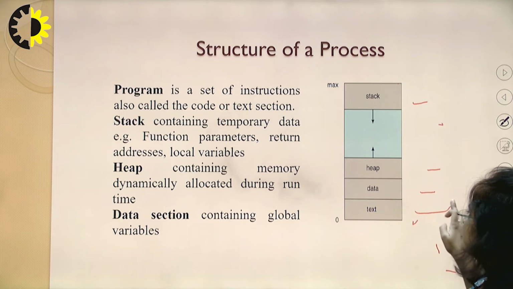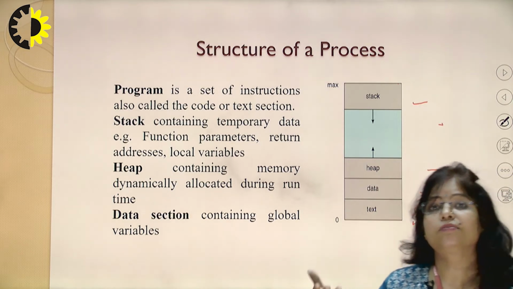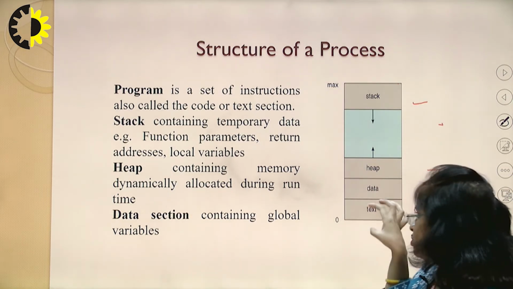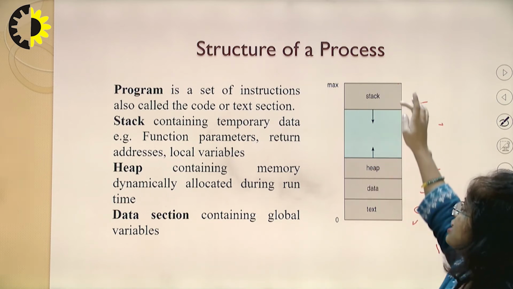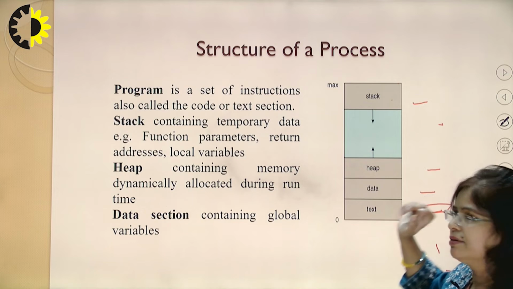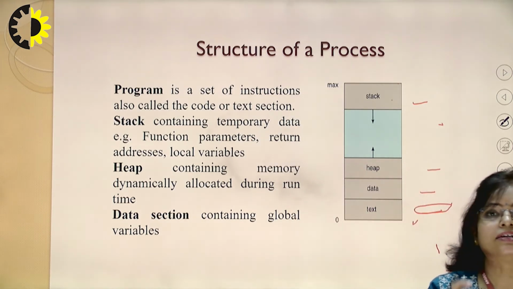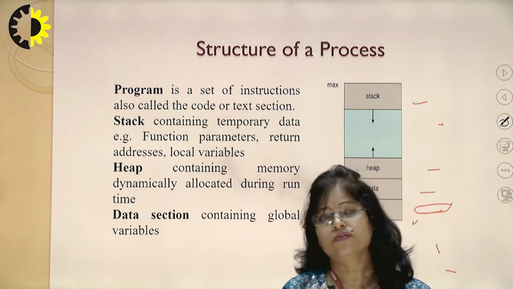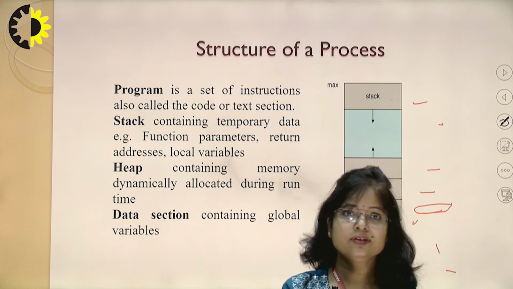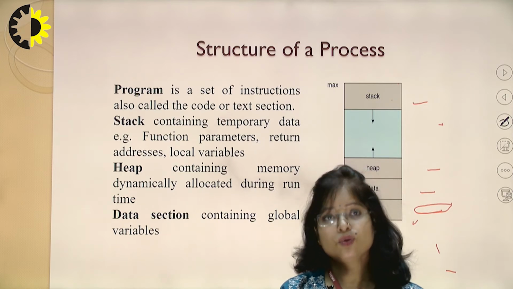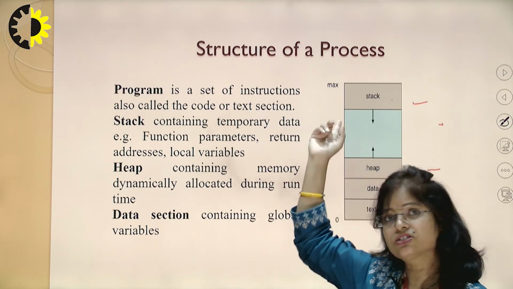The text data is also known as the program data. This is the program data, and the structure of a process contains the stack part, heap part and data part. The stack part contains the temporary data of a program. Temporary data like function parameters, return addresses and local variables are all allocated in the stack part.